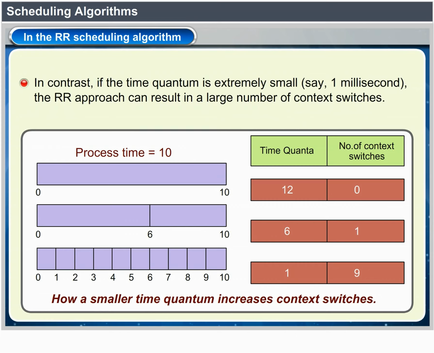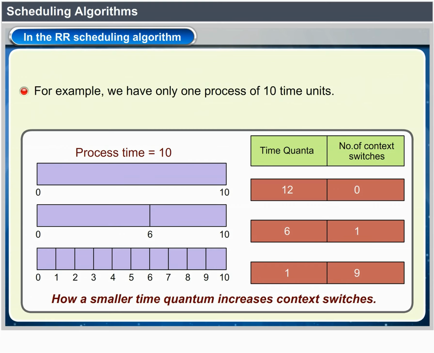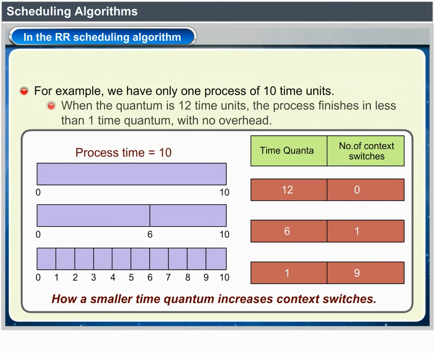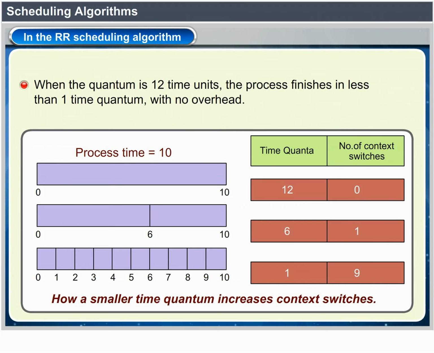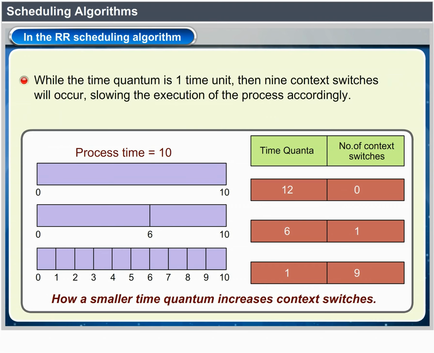Assume, for example, that we have only one process of 10 time units. If the quantum is 12 time units, the process finishes in less than one time quantum with no overhead. If the quantum is 6 time units, however, the process requires 2 quanta, resulting in a context switch. If the time quantum is 1 time unit, then 9 context switches will occur, slowing the execution of the process accordingly. How a smaller time quantum increases context switches.